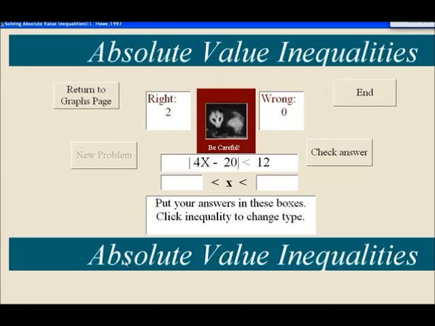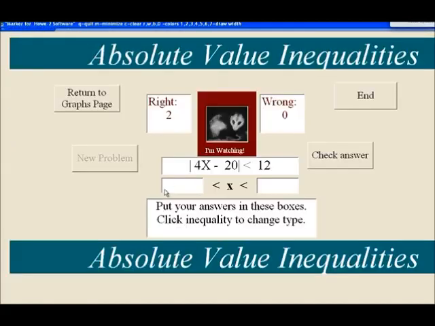So we'll bring up the marker. This time, you tell me. Think about it. My 4x minus 20 is sandwiched in between the 12 that's there and the negative 12. So what am I going to do? I want to get the x by itself. First thing I'm going to do is add 20.